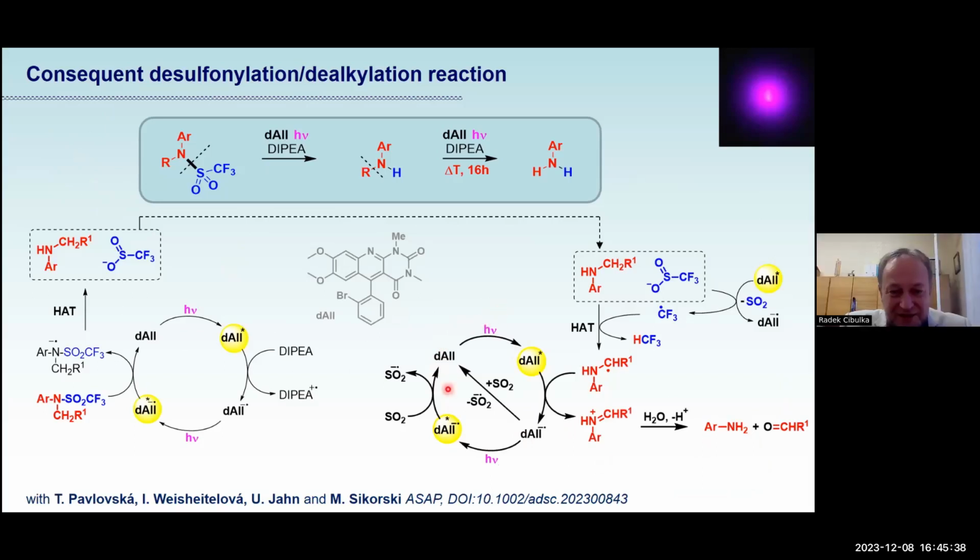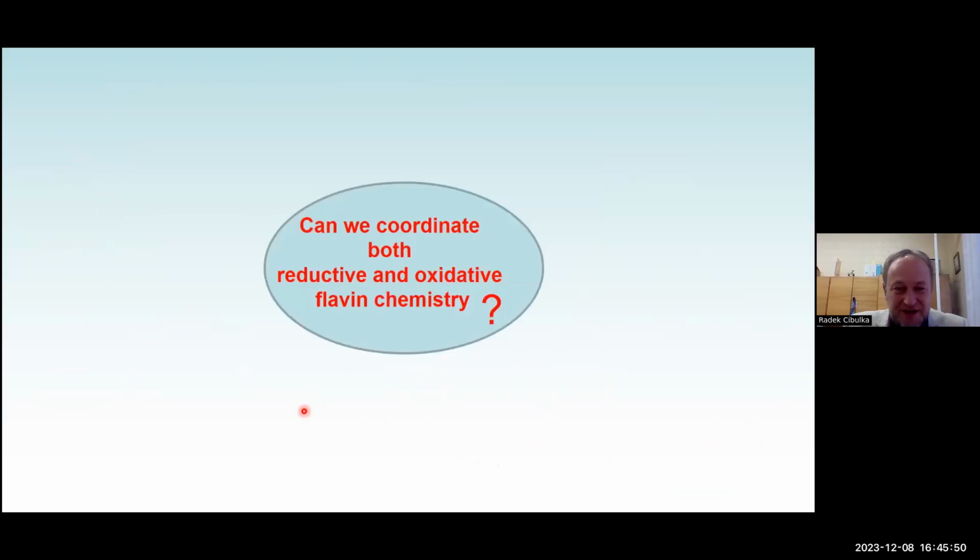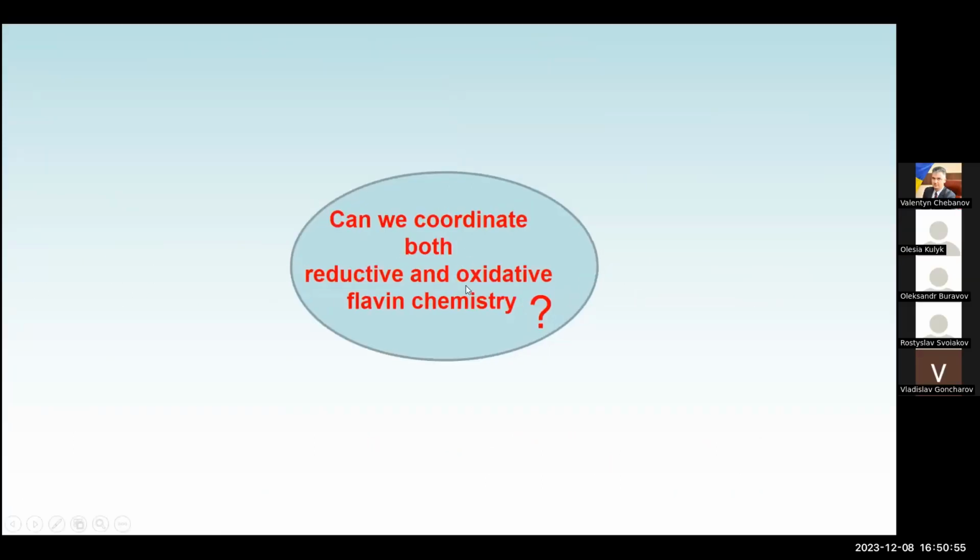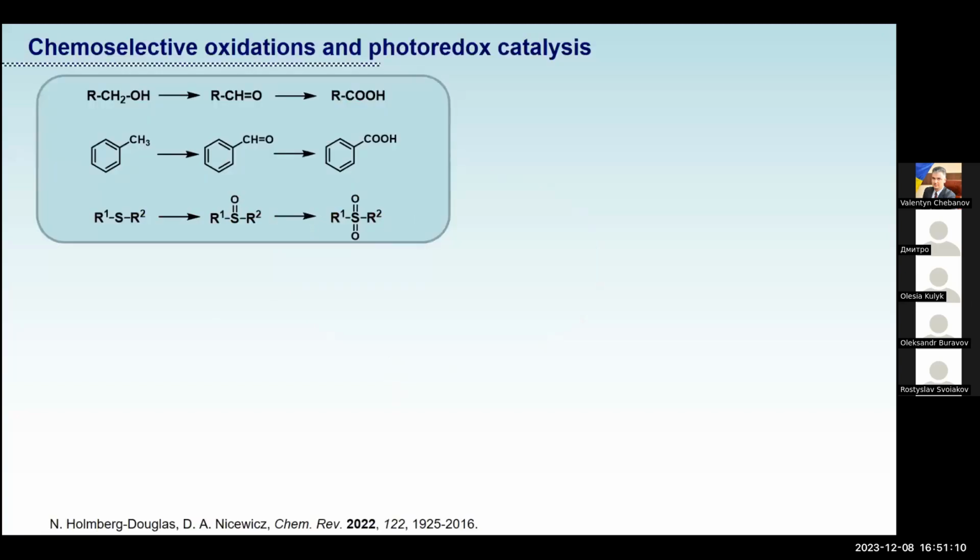I think that this finishes our catalytic cycle, and the SO2 is used to reoxidize this radical to restore our catalyst. I showed you that the flavin can be a very strong oxidizing agent and a very strong reducing agent. And what about putting them together and utilizing both of them for a practical application?